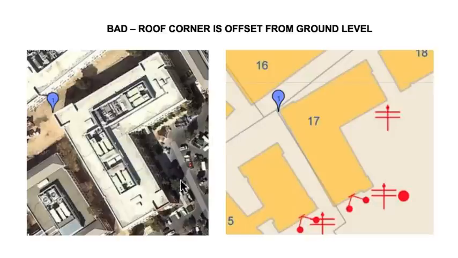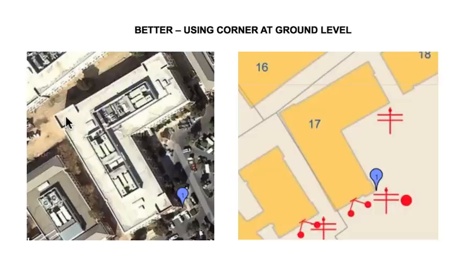Here's another thing that you might run into. Look at how, due to the angle of this photo, the roof corner and the ground level corner are actually offset from each other. So here we've chosen a roof corner. That's a poor choice because the ground corner is in a different place. We can't see it. So it's a better idea if we look at this corner of the building and we choose the one that's on ground level.